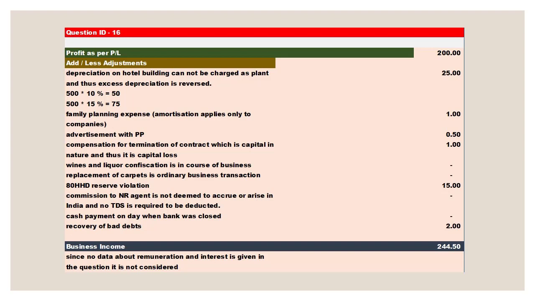Section 40B, nothing to do. Interest remuneration, forget it, because no such data is there in the question.